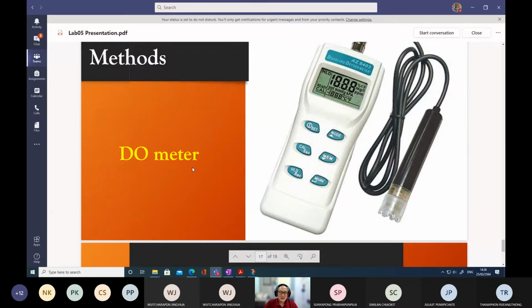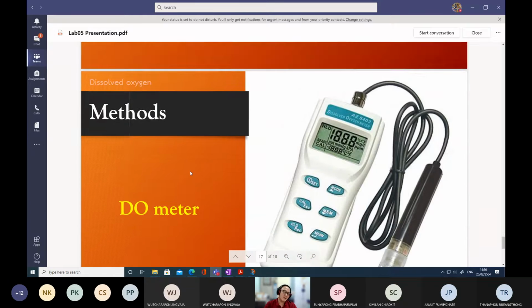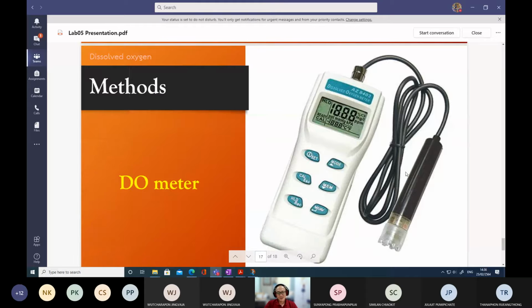Alternatively, we can use the DO meter, which is quite simple. You just switch on the knob here and drop this probe into the water where you want to measure the dissolved oxygen. Just wait for some time. Then the value will show how many milligrams per liter of dissolved oxygen is present, or sometimes it measures in terms of ppm, or sometimes in terms of percentage. Okay, so these are the methodologies for dissolved oxygen analysis.